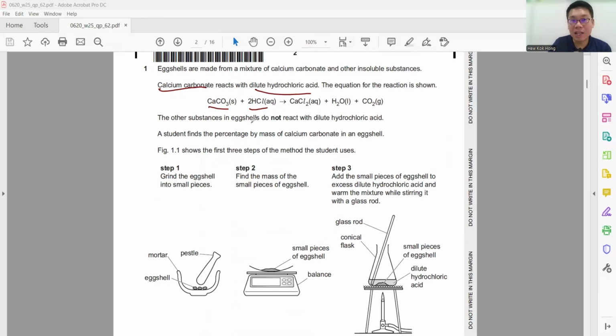The other substances in eggshell do not react with dilute hydrochloric acid, which means inside the eggshell only calcium carbonate reacts, the others don't. A student finds the percentage by mass of calcium carbonate in an eggshell. They grind the eggshells into small pieces, find the mass of the eggshell, and then add the small pieces of eggshell to excess dilute hydrochloric acid and warm the mixture while stirring it with a glass rod, so all the calcium carbonate will react with HCl and form salt, water, and CO2 gas.